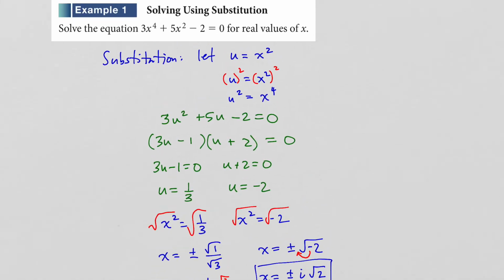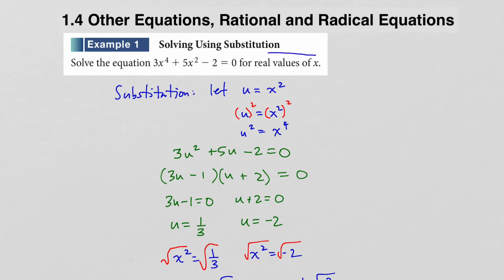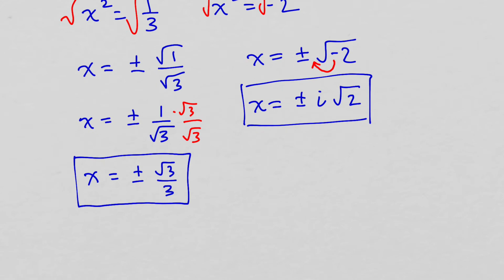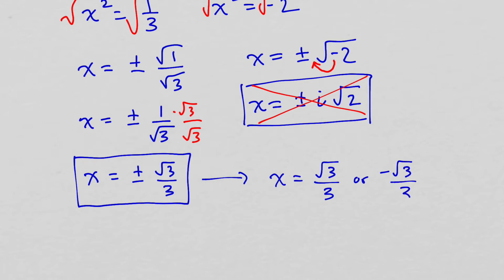Now, if we go back to the beginning, I just want to point out that they only asked for the real values of x. So that means they only want real solutions. So anything that has the number i in it is not a real solution. So in the end, we're going to get rid of these answers because they don't want the non-real solutions. So the answers are x equals positive square root of 3 over 3 or negative square root of 3 over 3.